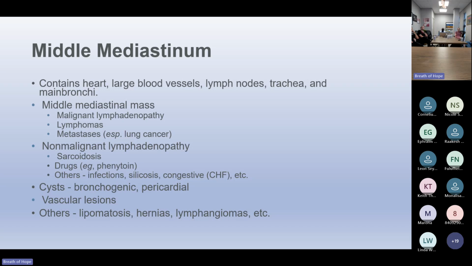Middle mediastinum. There's really nothing much to talk about. We know that it contains your heart, large blood vessels, lymph nodes, trachea, and main bronchi. So middle mediastinal masses normally tend to be malignant lymphadenopathy because of lymphomas, or could be sarcoid, or metastatic disease such as lung cancers, where you have secondary malignancy. Non-malignant lymphadenopathy will be sarcoidosis, drugs and other infections, silicosis, congestive heart failure. And the cysts will be bronchogenic cyst, pericardial cyst, and vascular lesions. Others are lymphomatosis, hernias, and lymphadenopathy.